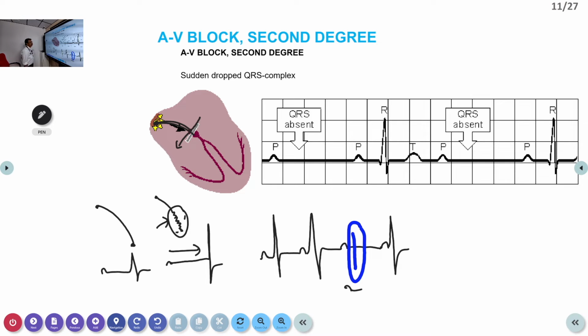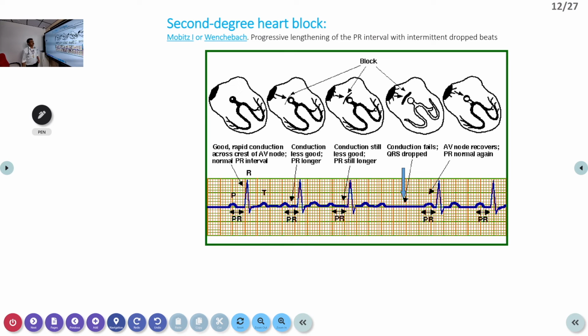So that is very important: sudden dropping of the QRS complex after a P wave. The P wave is there, the SA node is activated, but it is not conducted to the AV node. So P wave is there, but QRS is missing. That is second degree heart block. And in second degree there are two different types that we'll see. The first type is progressive prolongation of the PR interval.